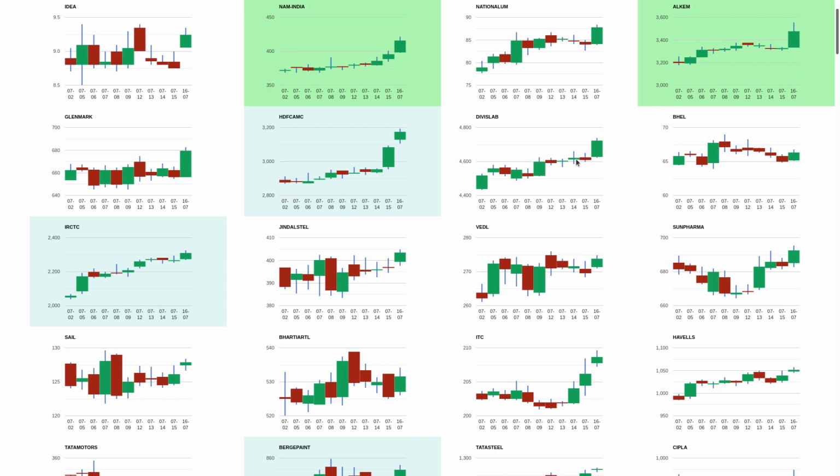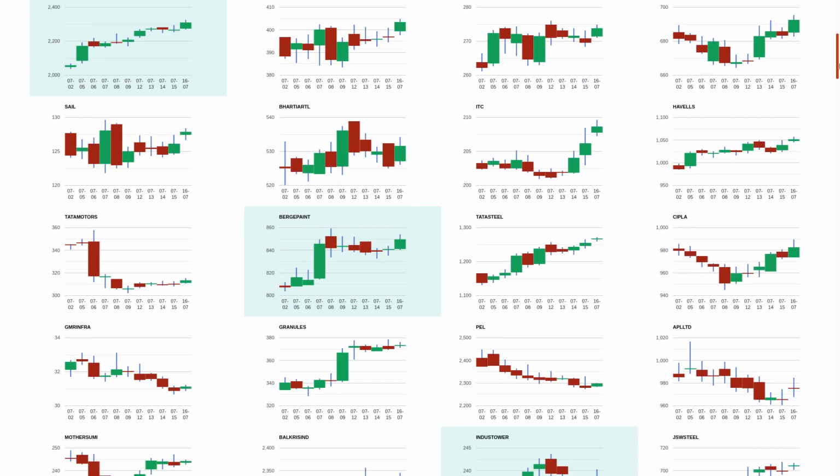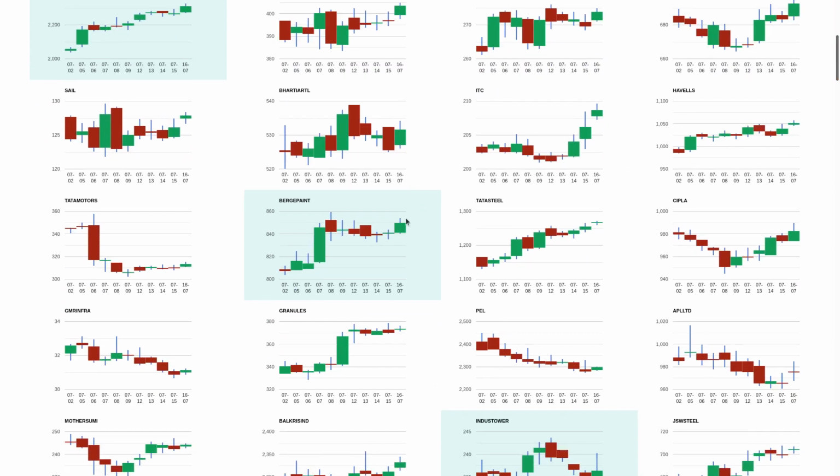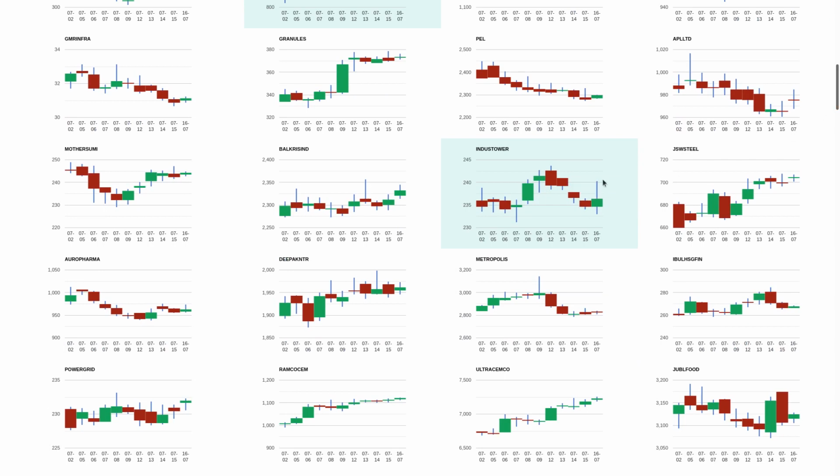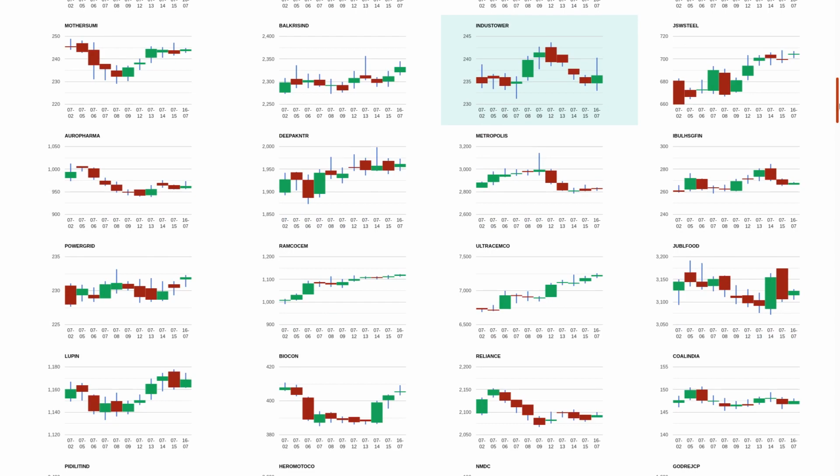Other than that, in the top quadrant you can see Divi's Lab is really moving great, and it's the same thing for IRCTC. Berger Paint also is trying to go above the resistance of 850, and we have to see how it goes from here. Indus Tower again had an upper wick from 240 levels, so this might be a good short candidate if 235 levels are breached.